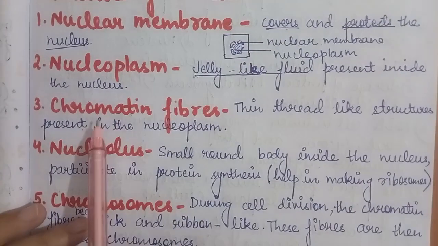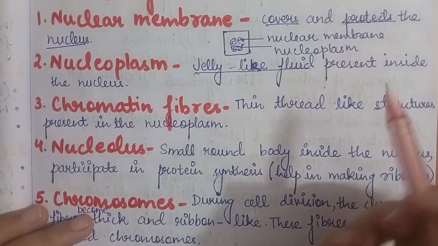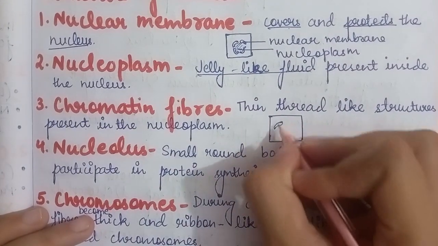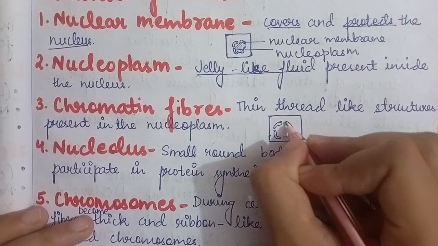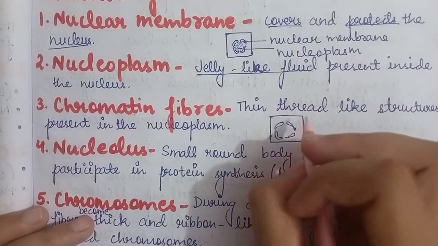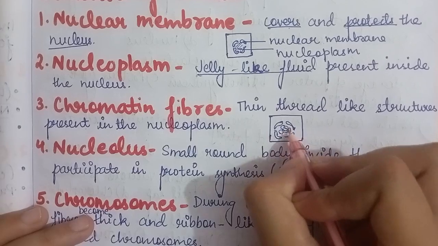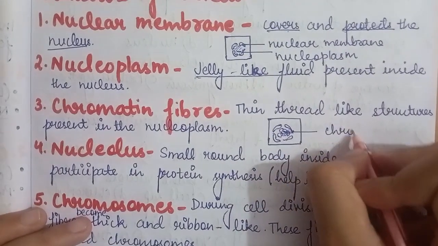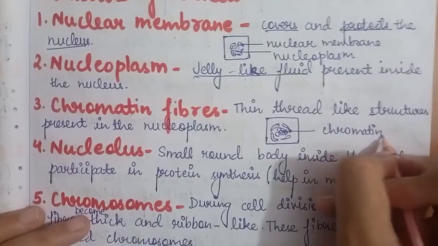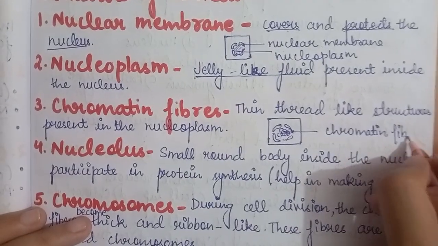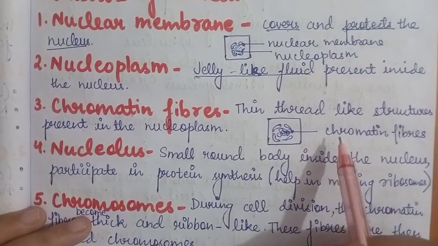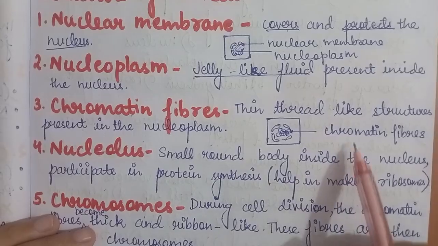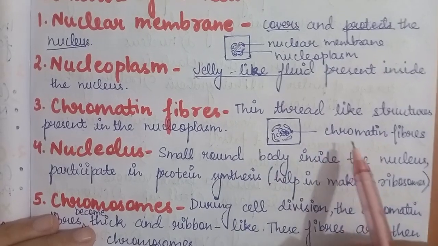Now, chromatin fibers. Again I am drawing. This is our cell, and we are drawing the nuclear membrane. Some thin thread-like structures are present, and these thread-like structures are called chromatin fibers. During cell division, these chromatin fibers condense, coil, and form chromosomes. We'll study chromosomes later.